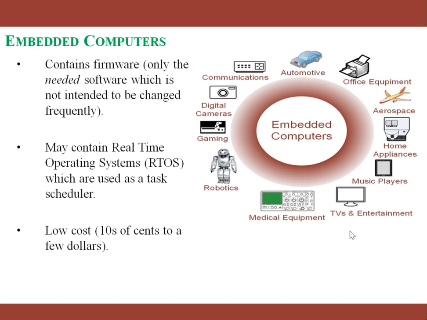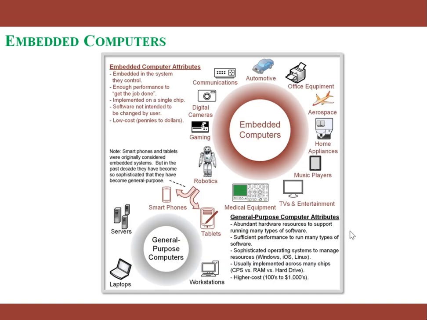These contain firmware, only the needed software, which is not intended to be changed frequently. They may contain real-time operating systems, RTOS, which are used as a task scheduler. They have very low cost, varying from tens of cents to a few dollars, so very cheap. Now let's compare the attributes of general purpose and embedded computers. Embedded computers are embedded in the system, with enough performance to get the job done, implemented on a single chip, software not intended to be changed by the user, low cost, pennies to dollars.